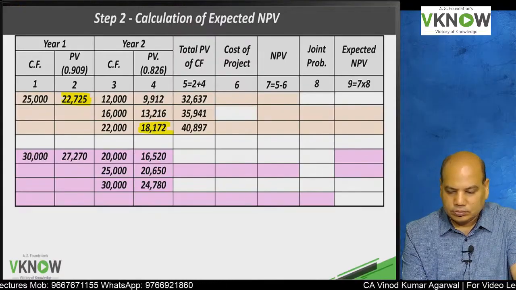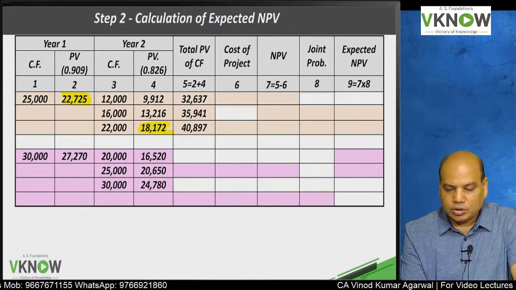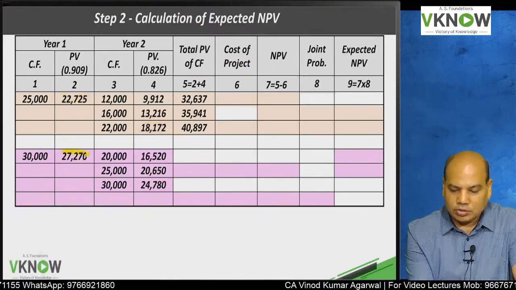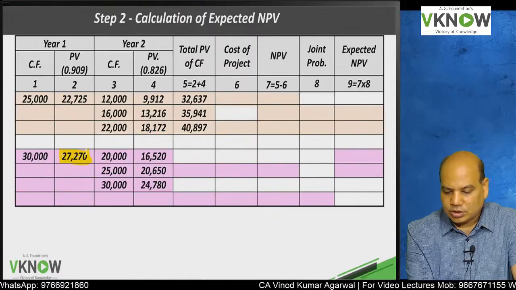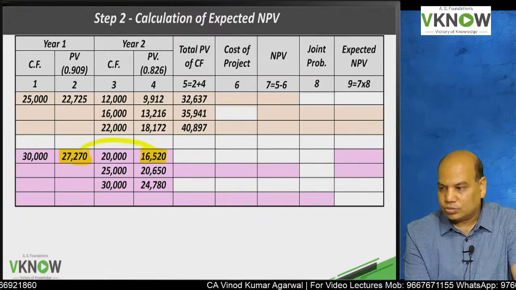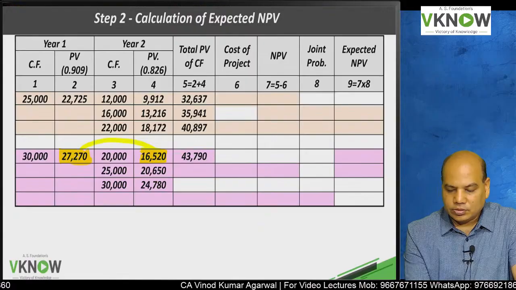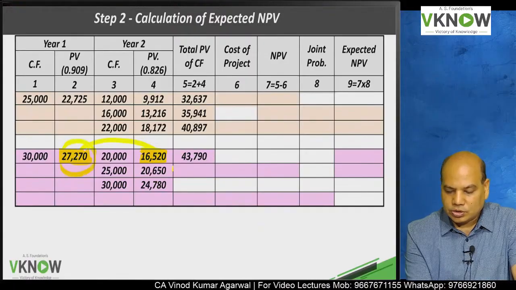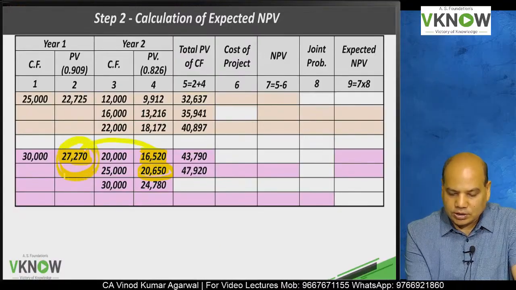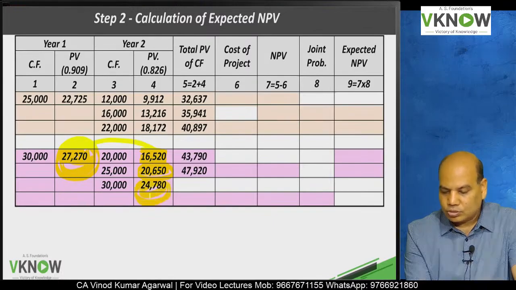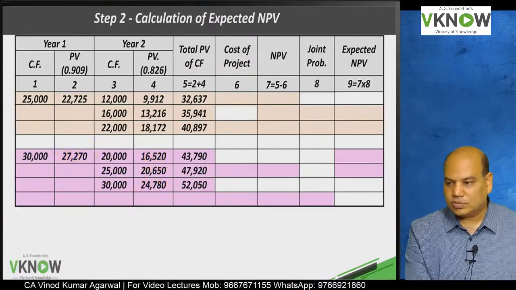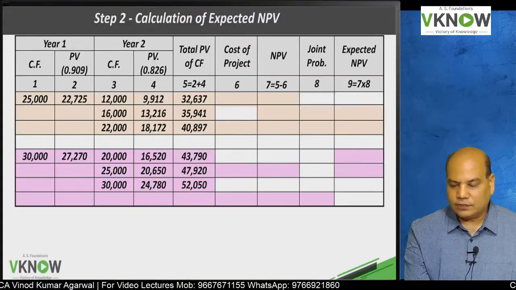40897. Depending upon cash flow of year 1 and year 2. Now same thing, in second year you will get 27270. First year, sorry. Second year you can get this number or this or this. So first you add these two. 43790. Now you add 27270 and 20650. 47920. Now you add this number and this last one, 24780, 52050. These are the 6 possible PV of cash inflows.